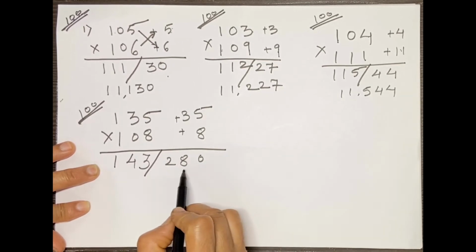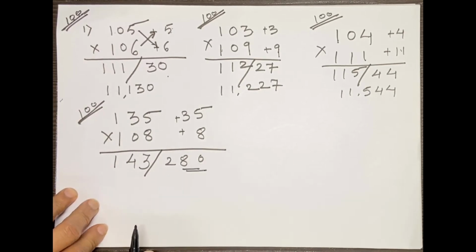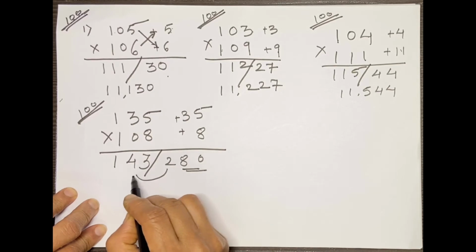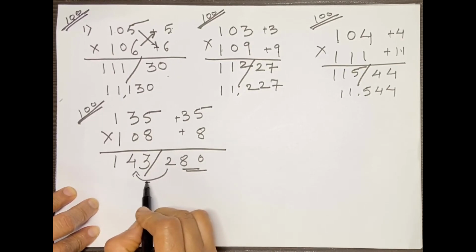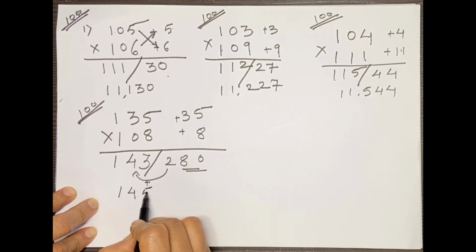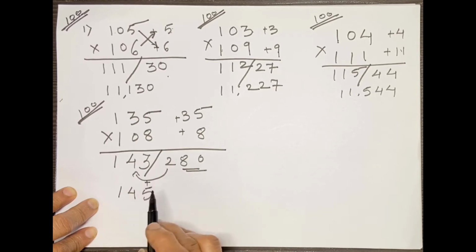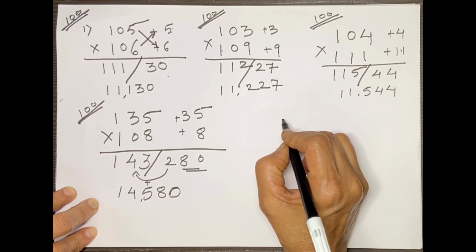But see, what is the rule? The rule is 100 carries 2 zeros, so your right hand side should be 2 digits. This extra digit we will shift to the left hand side and add it there. So 143 plus 2 is 145, and 80. So the answer is 14,580.